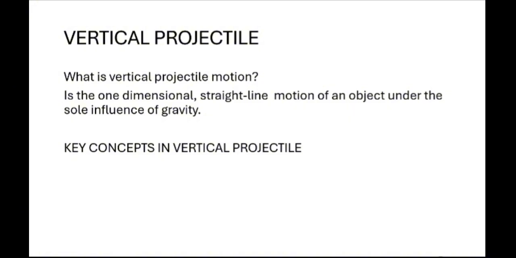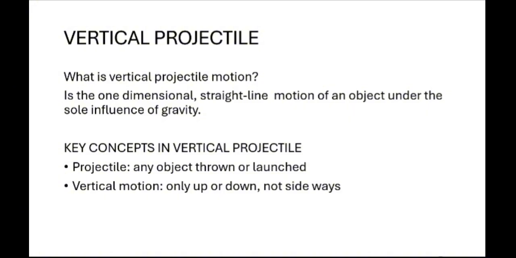And there are key concepts in vertical projectile that some students tend to mix up. The first one being projectile. Projectile itself is any object that is being thrown or launched, meaning that this object has V initial. But in the case of the object being dropped, this means that the object doesn't have V initial, its V initial is zero because it's dropped.